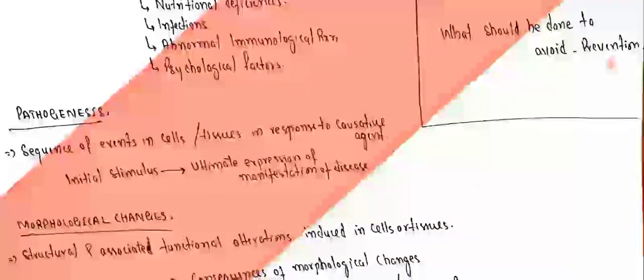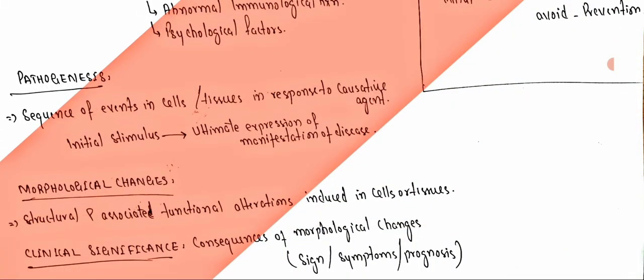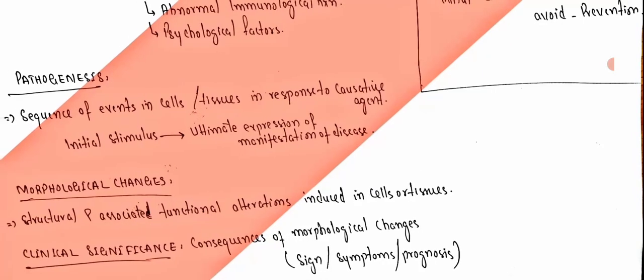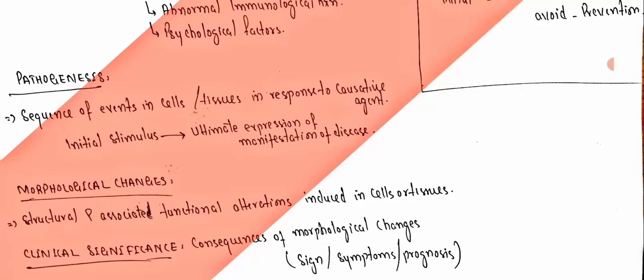Here is the pathogenesis. It means the steps of the disease: what are the sequences or what are the events in the cells and tissues as the consequences of the causative agents. It means that from the initial step up to the final step we study here in the pathogenesis. Morphological changes means due to that causative agent, due to that pathogenesis sequence that was happening, obviously it will impact your cells and tissues morphologically, meaning structurally and functionally, and alterations will come.